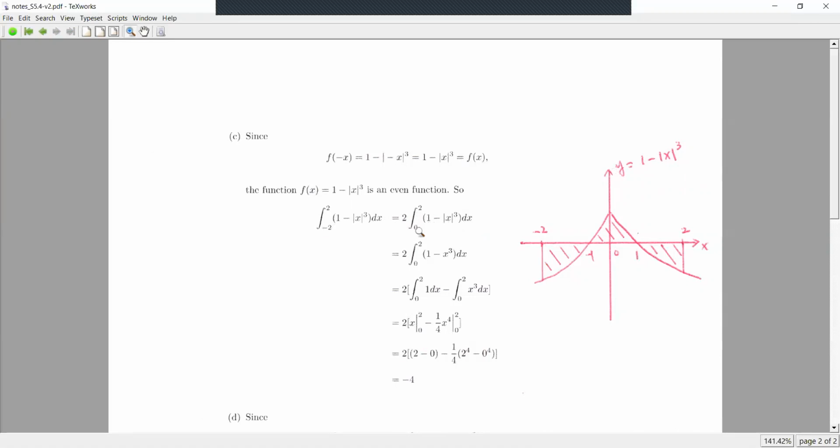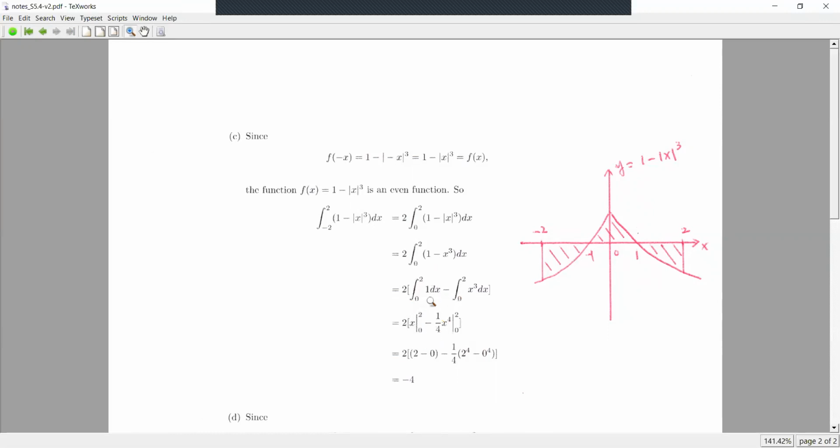Okay, in the integral from 0 to 2, x is between 0 and 2. Between 0 and 2, x is a positive number, so I can remove the absolute value here. The absolute value of a positive number is the number itself. So in this integral, I directly remove the absolute value. Then I get this equation. Now, for this function, I can find an antiderivative for it. But anyway, let me split this integral into a difference by the difference rule.